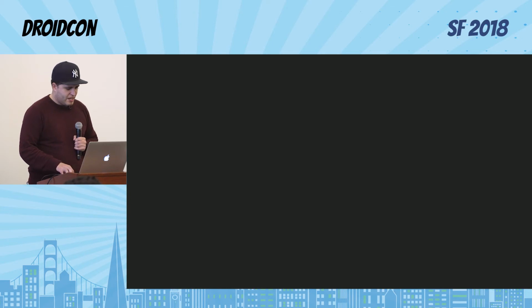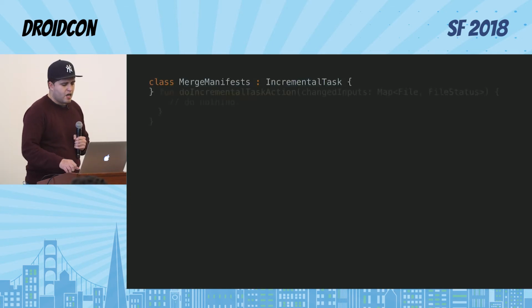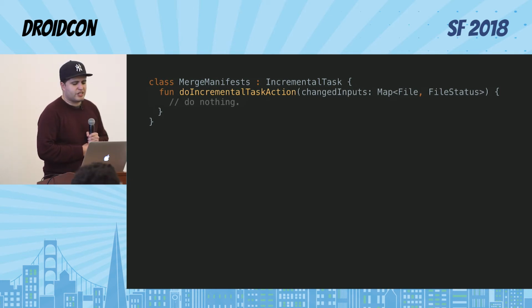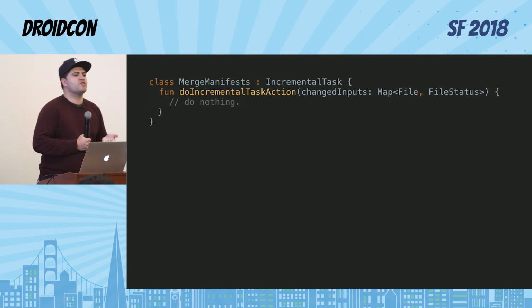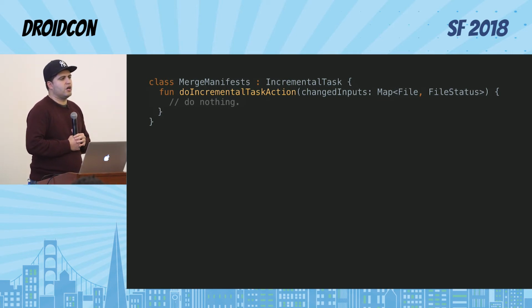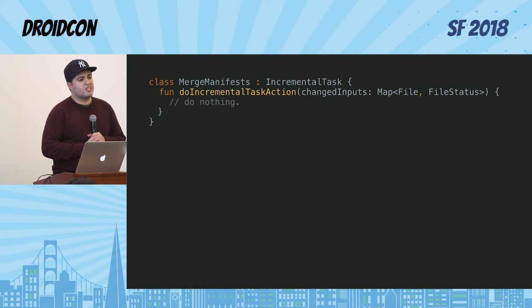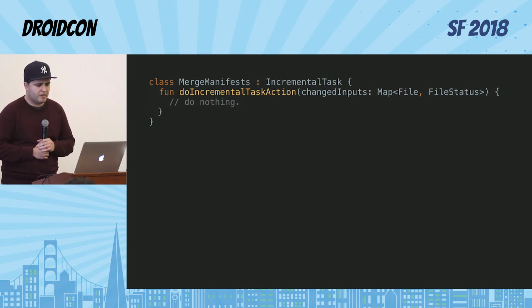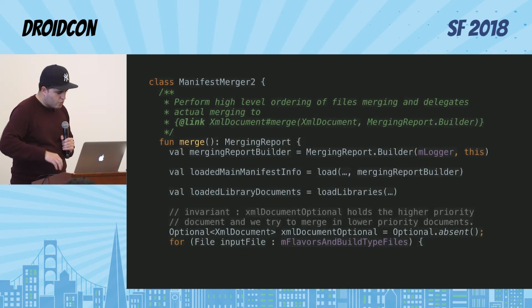If we process the manifest, one interesting thing is that it is also an incremental task, but its incremental task action is empty. As of AGP 3.2.1, merging manifest is not an incremental task. You're always going to do a clean manifest merge. So if you have multiple modules and you're not using a build cache, this can incur some heavy I/O depending on your manifest configurations. So that's one learning.